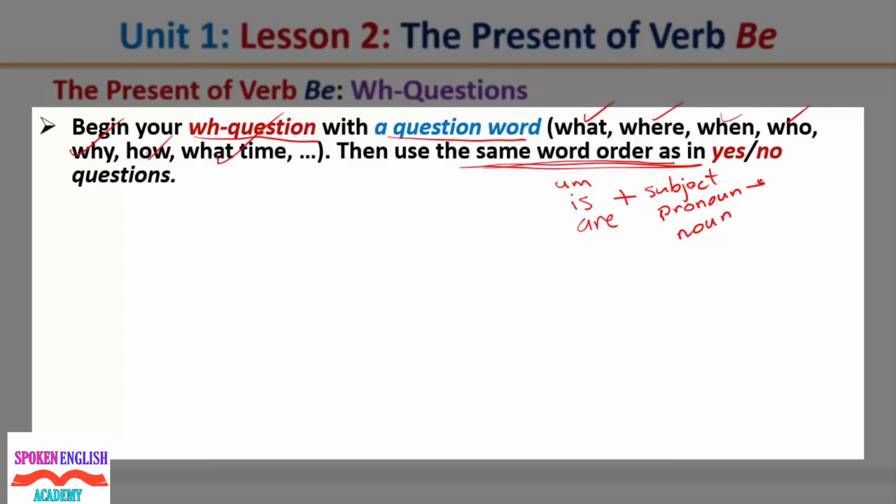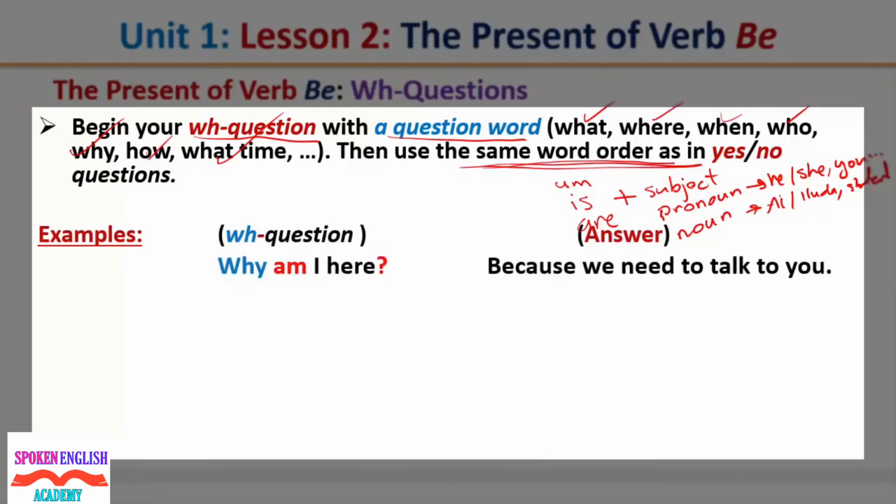A pronoun could be, for example, he, she, you, etc. A noun could be, for example, Ali, Huda, students, etc. Examples.